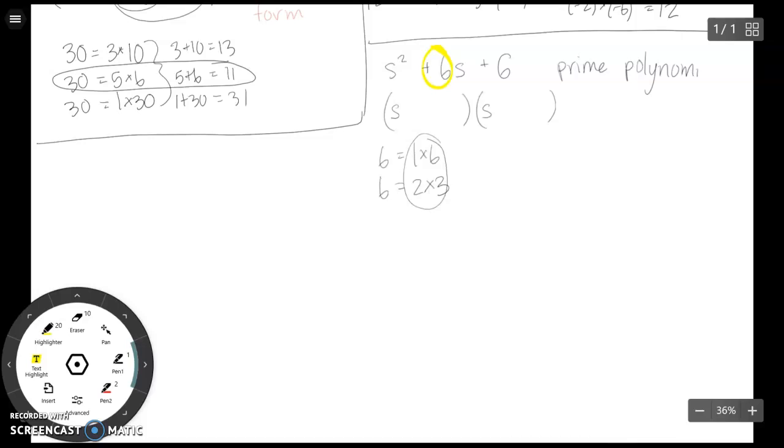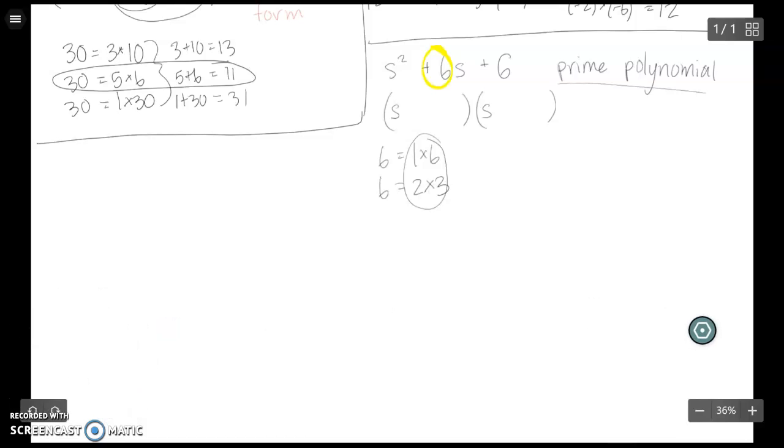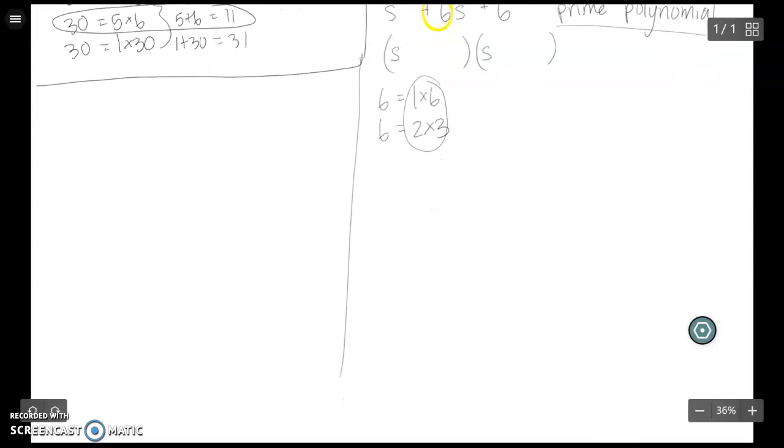If you remember what a prime number is, a prime number can't be divided by anything except for 1 and itself. Same definition with a prime polynomial. It means that we can't factor anything out of it, so we consider it prime. So when you guys are working on your homework, don't expect every polynomial you encounter to be factorable. Sometimes you're going to get one that might be unfactorable.